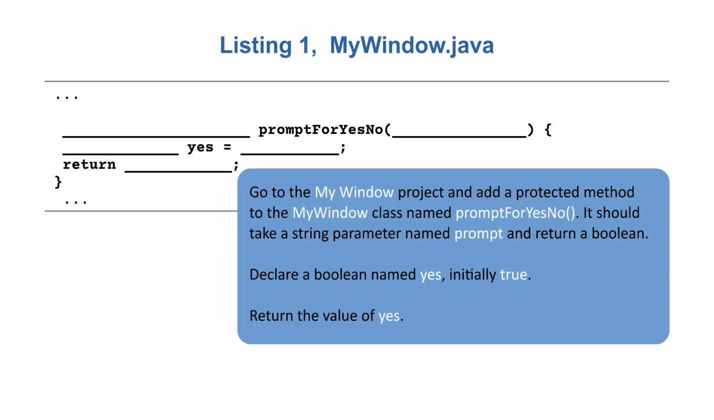Go to the MyWindow project and add a protected method to the MyWindow class named promptForYesNo. It should take a string parameter named prompt and return a Boolean. Then declare a Boolean named yes, initially true. And finally, return the value of yes. There's nothing to run yet. Just make sure you don't have any syntax errors in this new method.